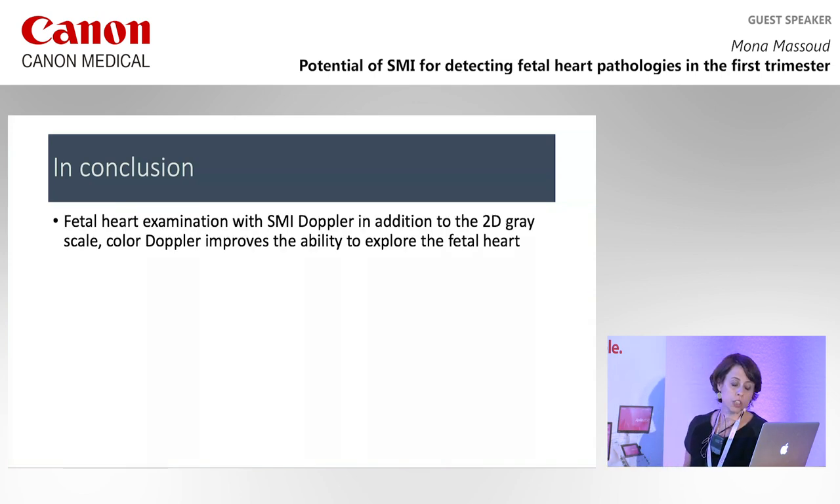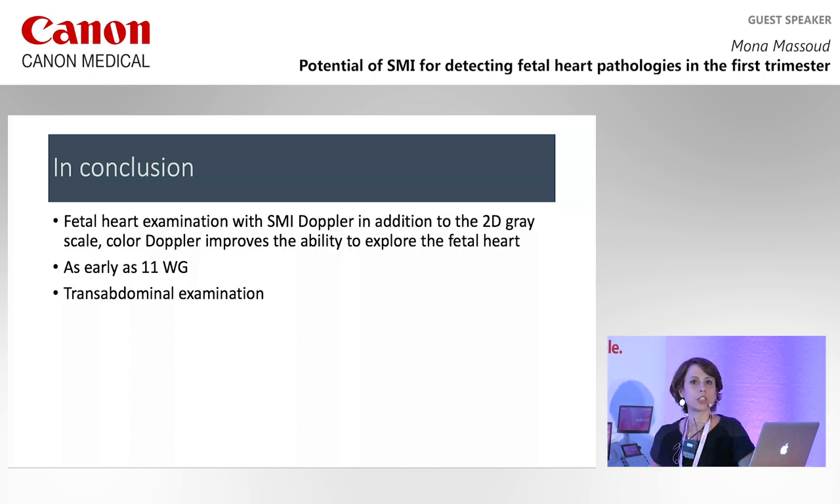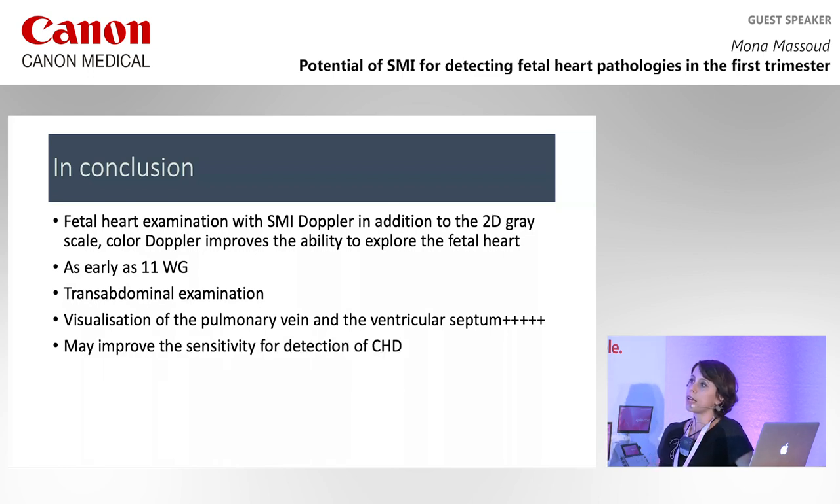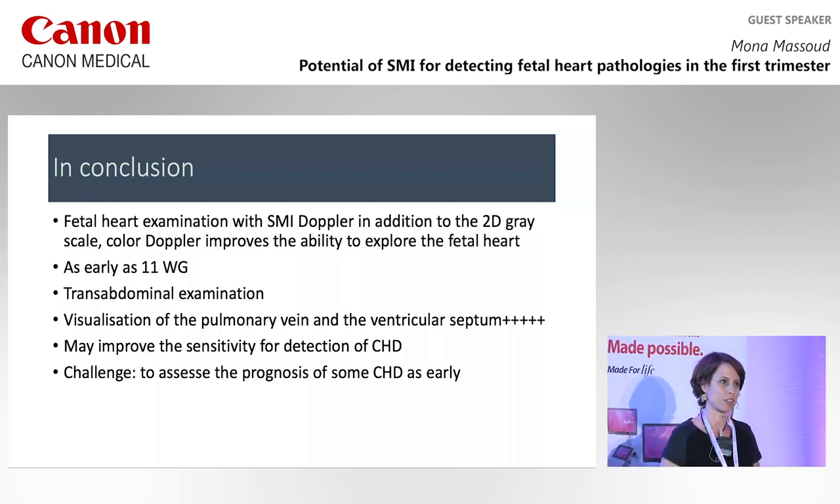So in conclusion, we can say that we can examine the fetal heart with SMI Doppler in addition to the 2D grayscale and the color Doppler, which improves the ability to explore the fetal heart. It is possible as early as 11 weeks of gestation with the transabdominal examination only. With this mode, we can visualize the pulmonary vein and the ventricular septum as early as 11 weeks of gestation. And this Doppler may improve the sensitivity for detection of congenital heart defects. The challenge is to assess the prognosis of some heart defects as early as the first trimester. Thank you.